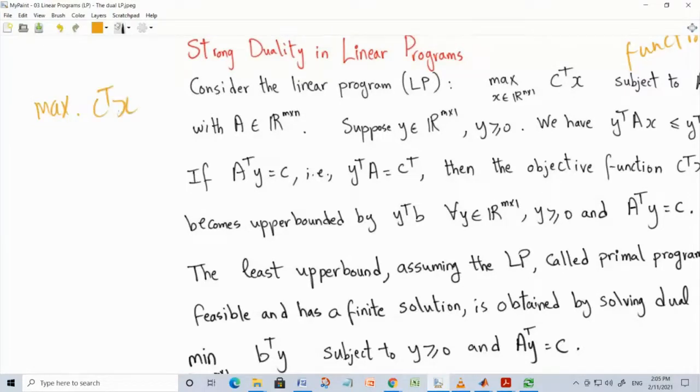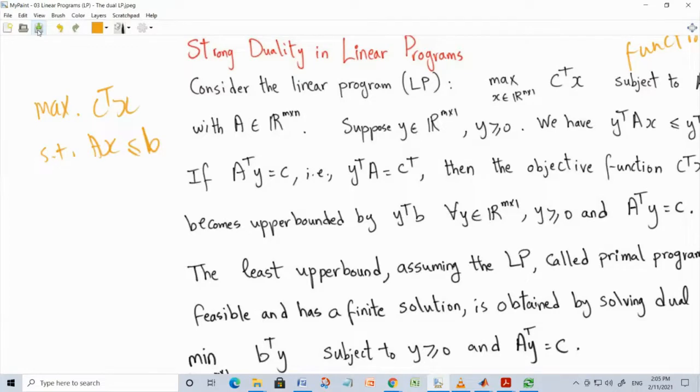So let's write it here: maximize C transpose X subject to AX less than or equal to B. How to solve this linear program in practice is outside the scope, but here we will just have some theoretical thinking about linear programs. This is a maximization problem. Suppose that you are interested in an upper bound on the objective function.